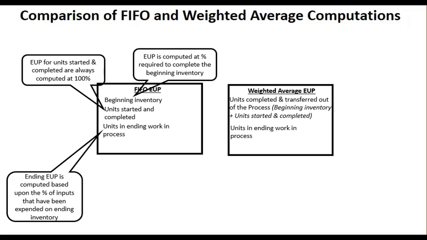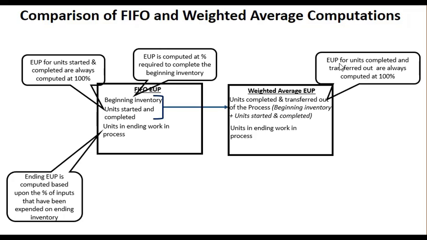Now, if we compare that to the weighted average EUP, we take our beginning inventory and our units started and completed. So what you see here is units completed and transferred out. That's our beginning inventory and basically the units that were started and completed in the process. We treat those as the same thing. And there I show that both of those are that way. And what we're going to do in this case is EUP, equivalent units of production completed and transferred out, are always going to be 100% for this particular characteristic.